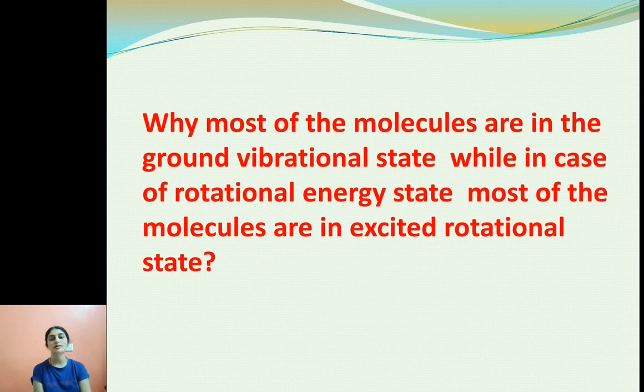So why are most of the molecules in the ground vibrational state, while in the case of rotational energy states, most of the molecules are in an excited rotational state? This is a very important concept. In the first lecture, I told you that rotational energy levels are of the order of 0.001 electron volt. Vibrational energy states are of the order of 0.1 electron volt. The thermal energy available at room temperature is given by E equals half kT, which is equal to 0.025 electron volt.